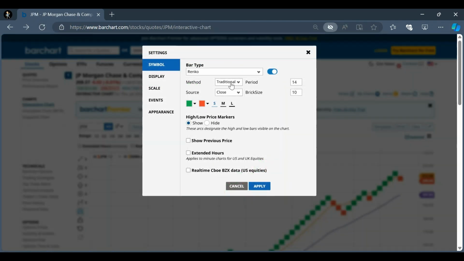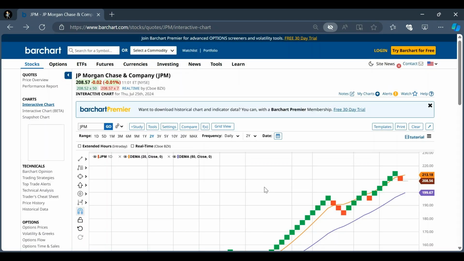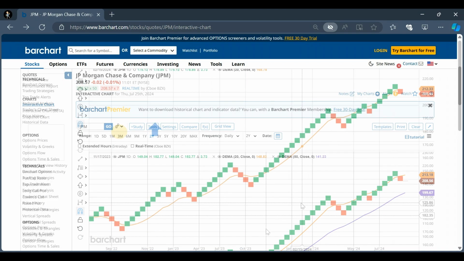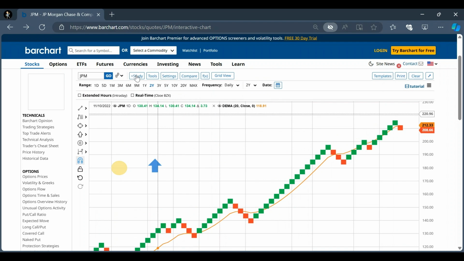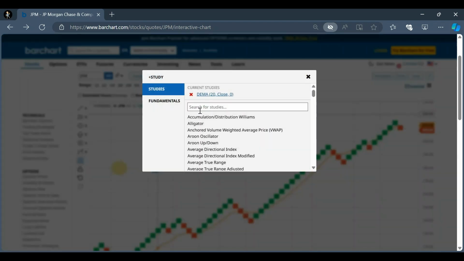As you start using Renko charts, keep these tips in mind. Set an appropriate brick size. The brick size determines the sensitivity of the chart. Too small, and you'll see too much noise. Too large, and you might miss important moves.